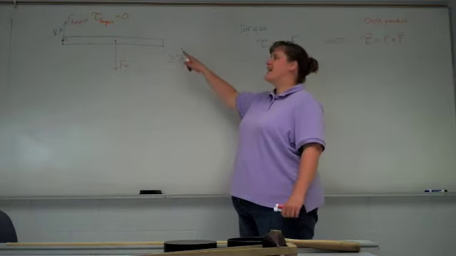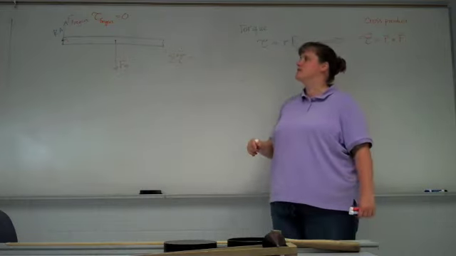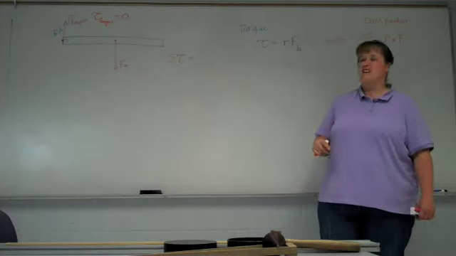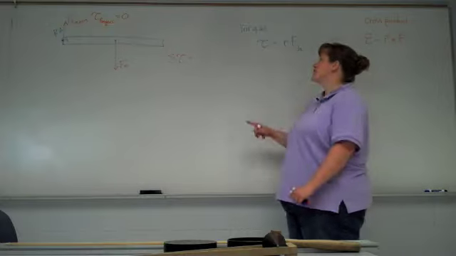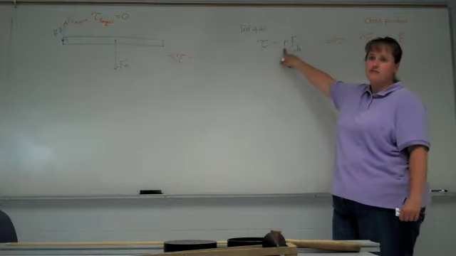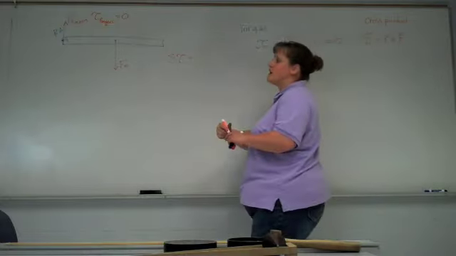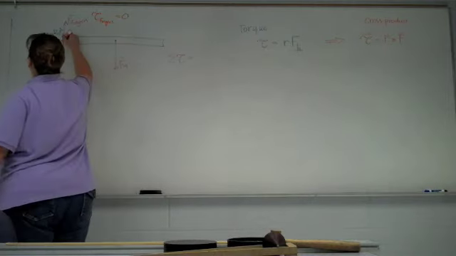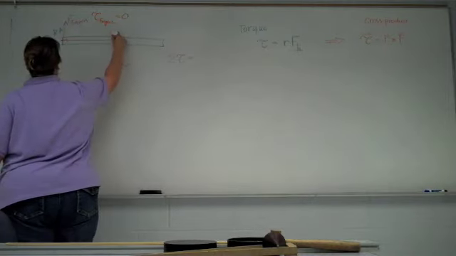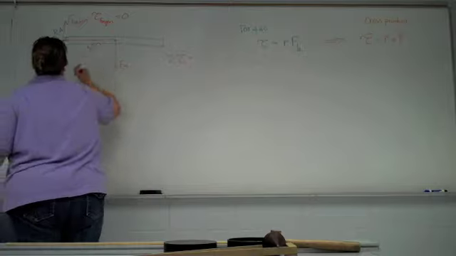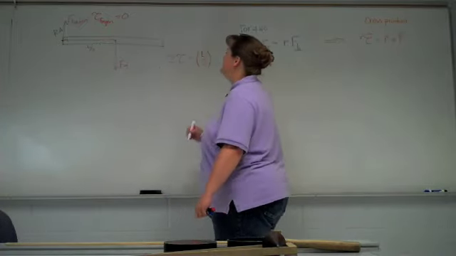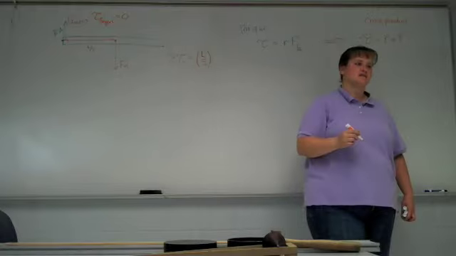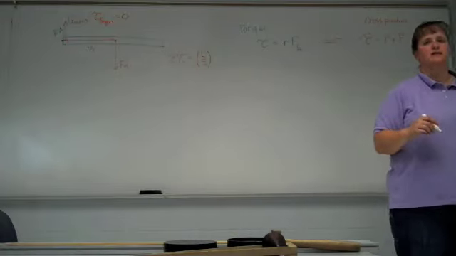The net torque on this meter stick is the torque due to gravity. For the torque due to gravity, we need the lever arm. The lever arm is the distance from the rotation axis out to where the force is applied. So R is half the length of the meter stick, 0.5 meters if we want it.